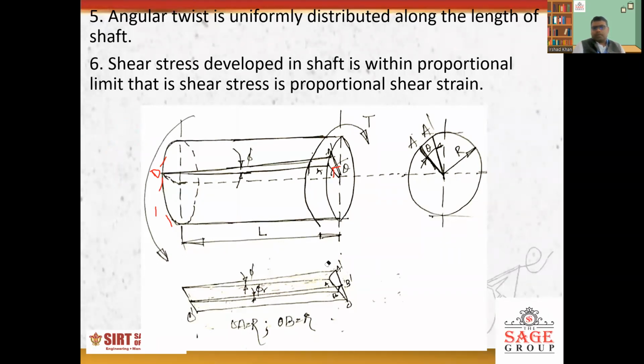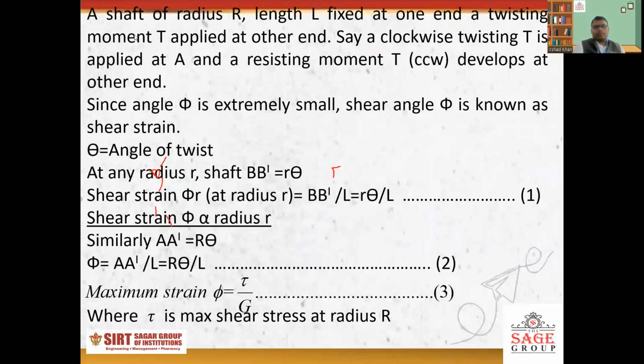So keep this diagram in your mind, and let's move to the next slide to understand more about that and also derive the equation of torsion of the shaft. So here theta is the angle of twist. Already you know that at radius small r in the shaft, BB dash is r theta. And the shear strain at radius r is phi r, so phi r equals BB dash upon L, and we replace BB dash by r theta, so phi r is r theta by L.